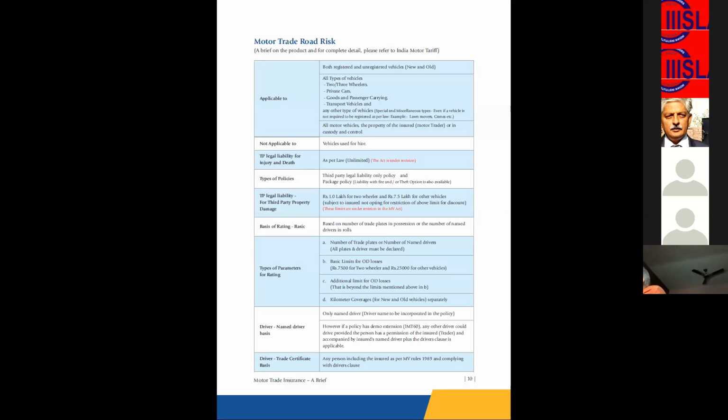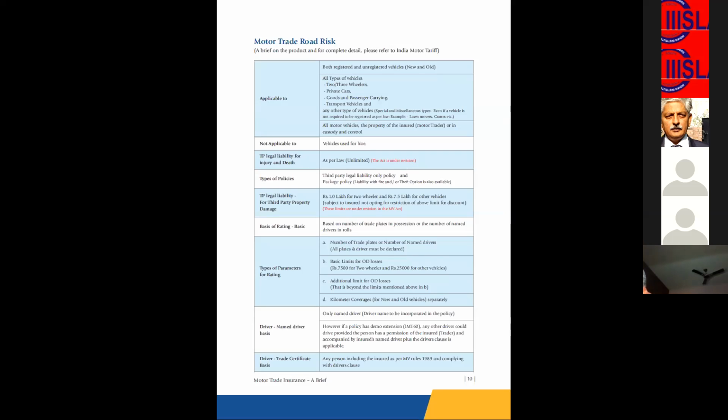But beyond a point, you cannot increase. Beyond a point, if you are going to drive it for 600 kilometers, you have a policy for 120 kilometers. For the balance 480 kilometers, you have to take a policy under motor trade road risk policy, transit risk policy, for the difference in kilometers, which is possible. So this is a motor trade road risk policy.